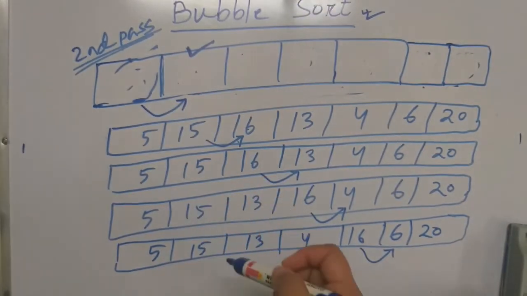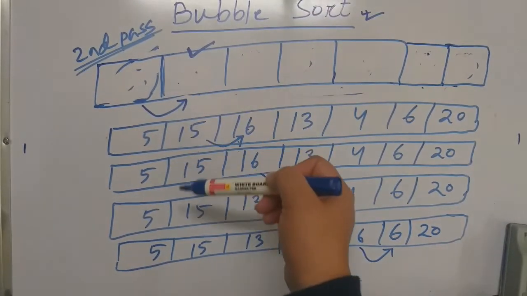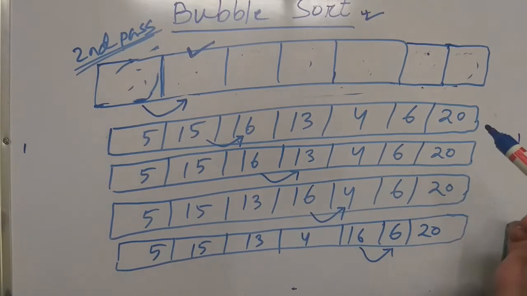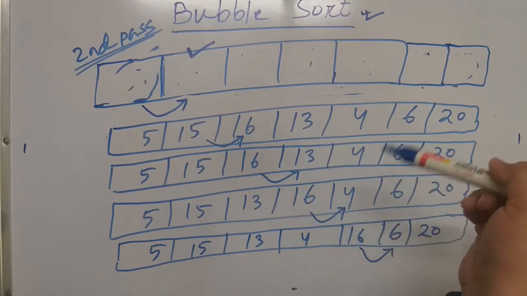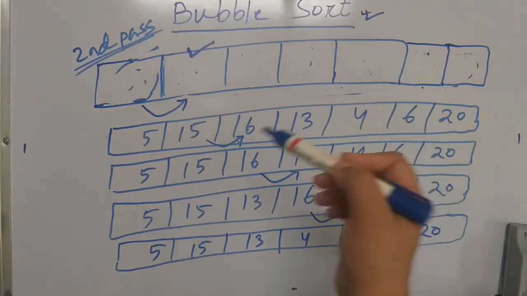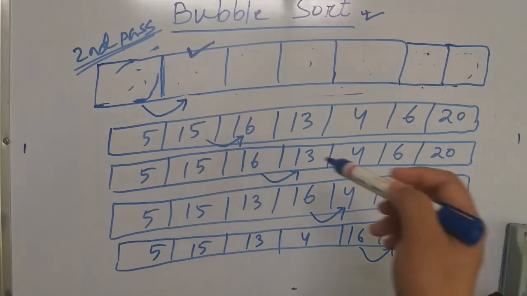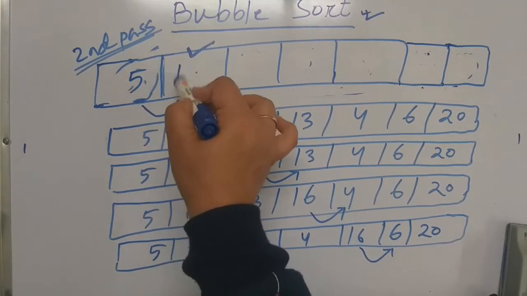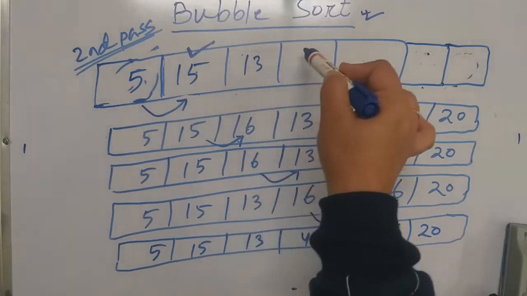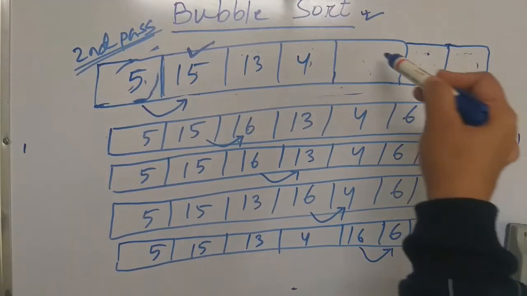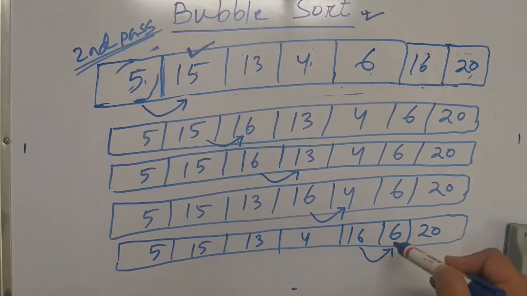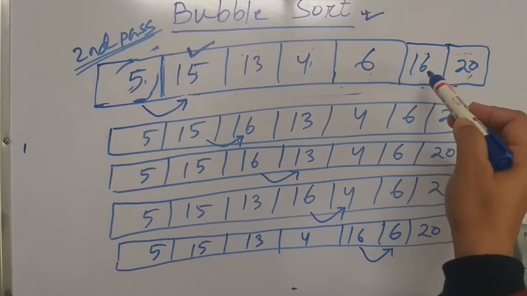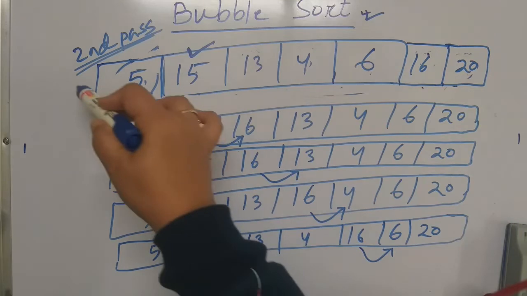The steps are decreased. Okay, so first, second, third, fourth, fifth and sixth, because 7 number of elements, 20 is constant. So how many number of steps are here? In the second pass there are 6 number of steps. Okay, so the last answer for the second pass is equal to 5, 15, 13, 4, then here 6, then 16, then 20. Look at this, here it interchange the value because 6 is less than 16, so interchange it. So finally, after the second pass, this is the result.